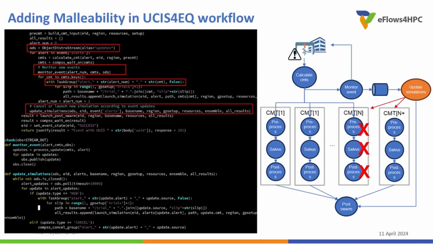All simulations associated to these CMTs are grouped in a task group per CMT. An extra task is launched to monitor the alert updates and compare them with the generated CMTs. If one of the generated CMTs is invalidated, it cancels the group of simulations associated to this CMT. If the CMT associated to the alert update is not covered by the generated ones, a new simulation is submitted.